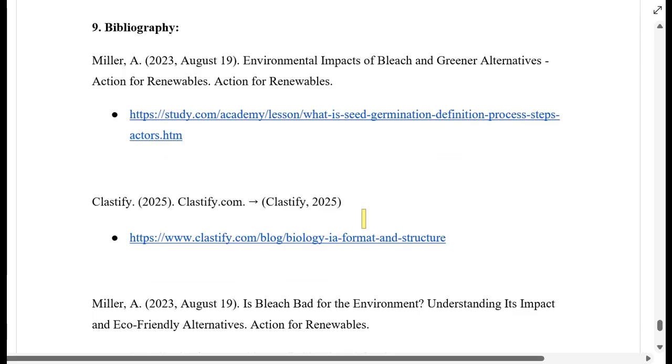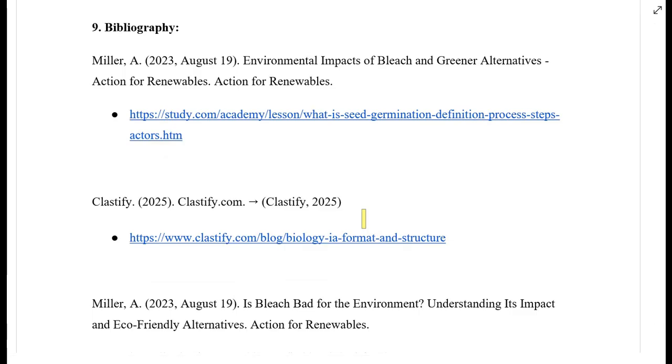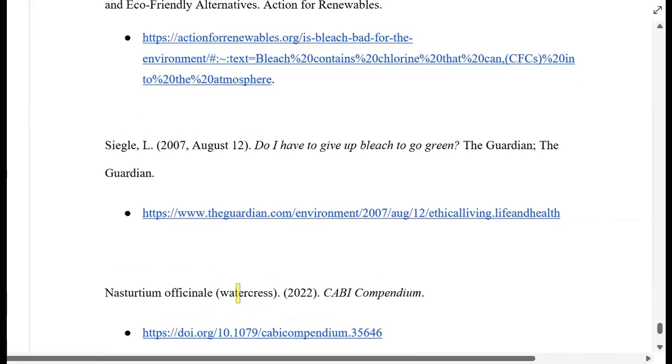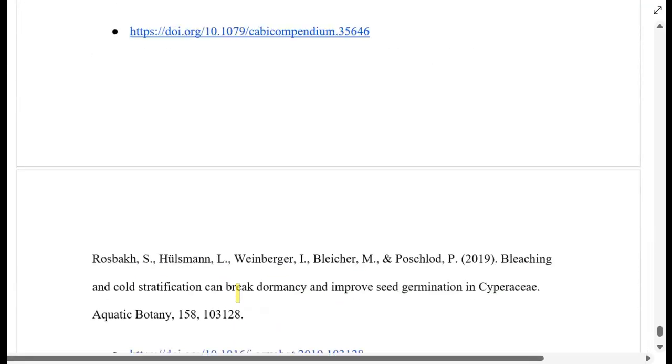Now, this is the next area you need to fix. Our school uses MLA. This is not MLA. You need to be using MLA. The first thing, it's called work cited. Secondly, this is not how we format them. Thirdly, they should be in alphabetical order. These are all things that need to be fixed and won't take much time.